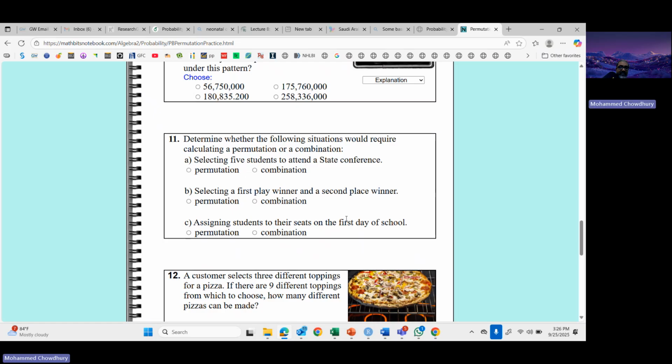Determine whether the following situation would require calculating a permutation or a combination. Selecting 5 students to attend a state conference is a combination, right? Selecting a first place winner and a second place winner. This is a permutation. Assigning students to their seats on the first day of school. Permutation.